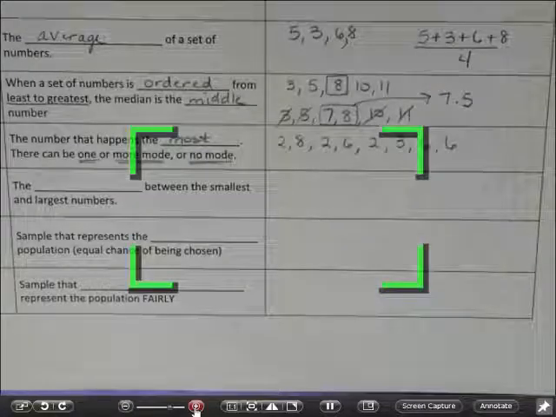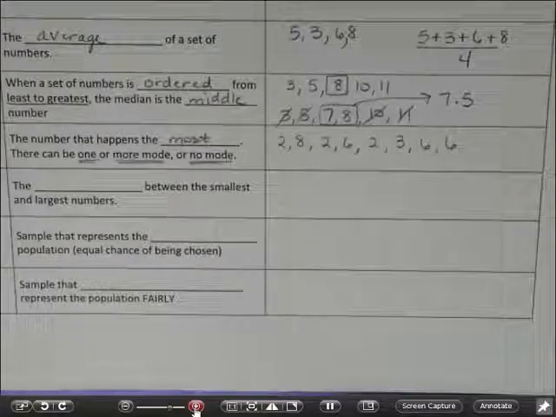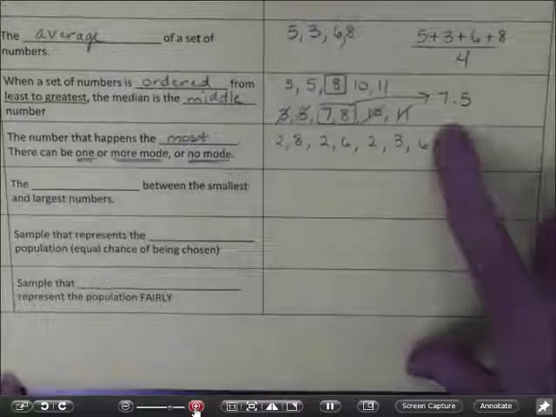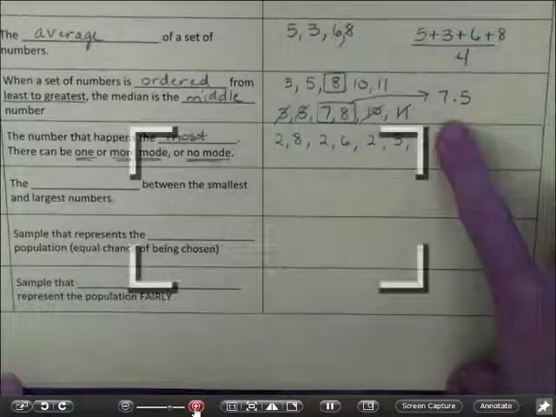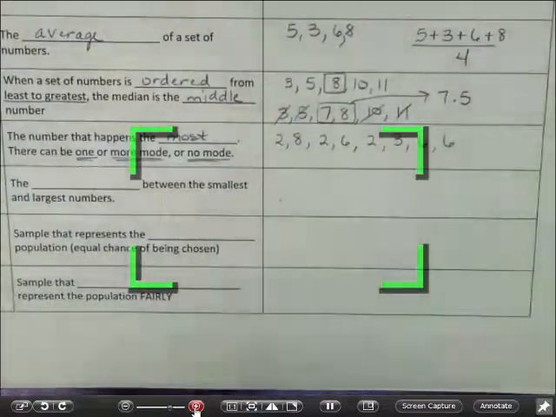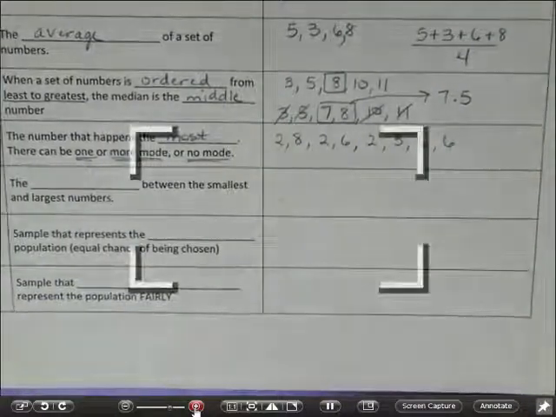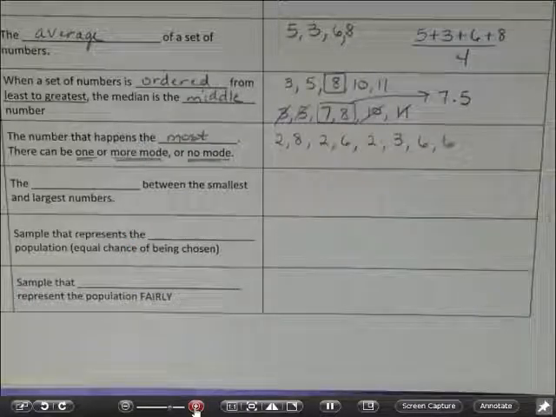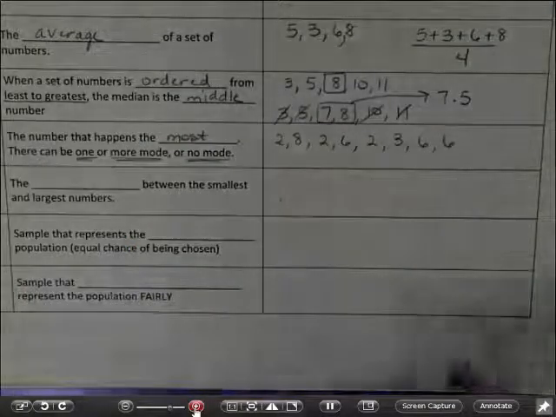What happens the most? 2 and 6. Okay, so that one has more than one mode. Now, if I didn't have the 6 here, it would be 2. Does that make sense, everybody? So you can have 3 different things for mode. You can have no mode, you can have one mode, or you can have more than one mode. You just are always looking for what's happening the most, and that's basically all that one is.